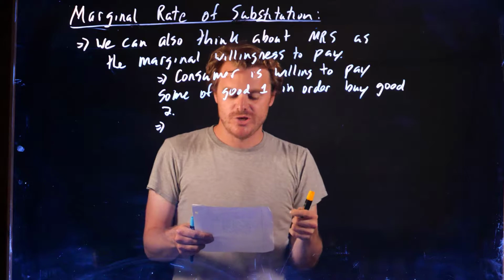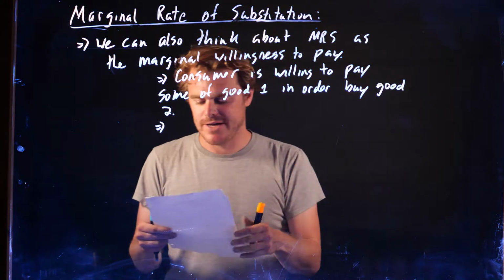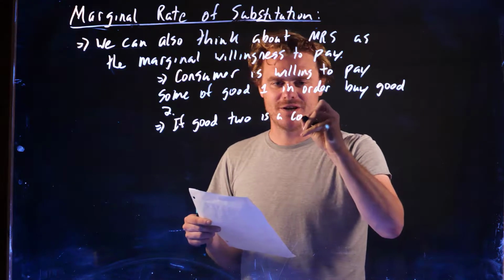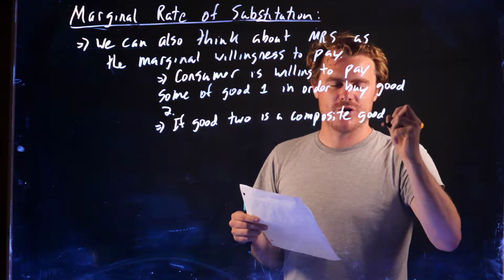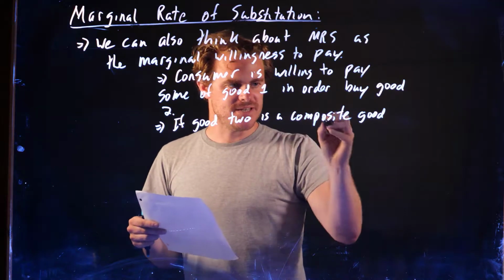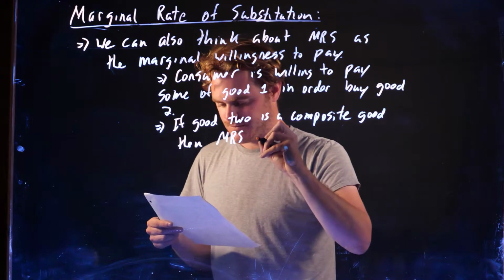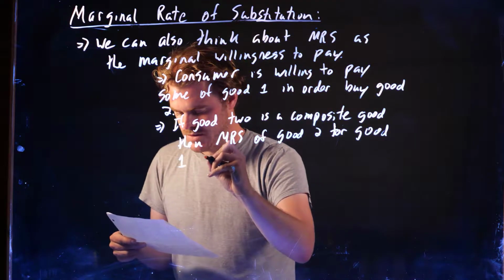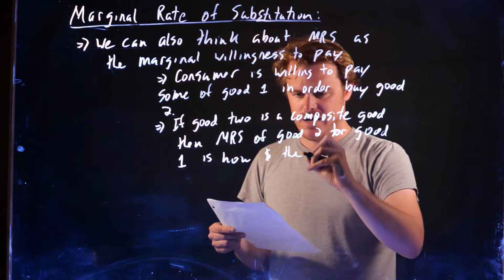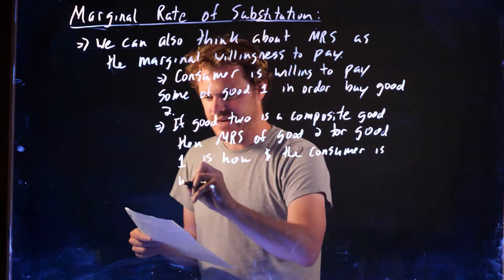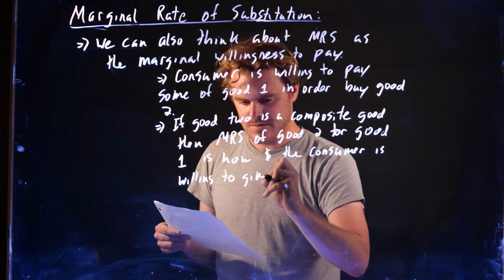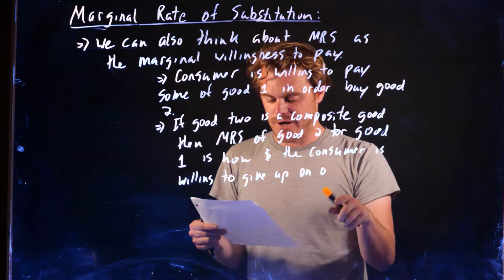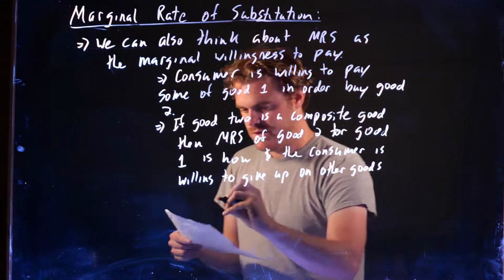And if you start to think about good 2 as a numeraire good, this kind of clears up maybe that interpretation, right? So if good 2, I meant composite good. If good 2 is a composite good, meaning it represents every other good, and x1 is one particular good, then the MRS of good 2 for good 1 is how many dollars the consumer is willing to give up on spending on other goods to consume more of good 1.